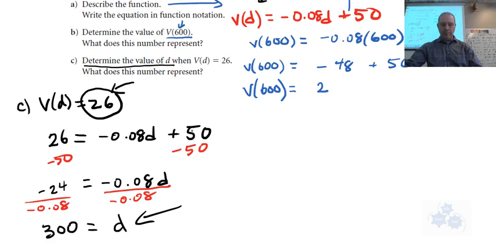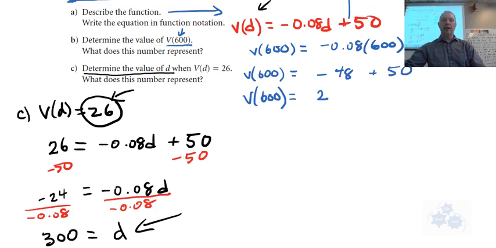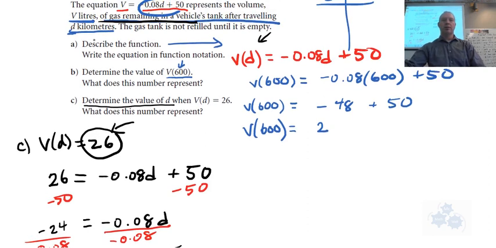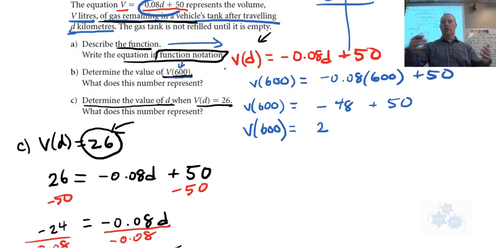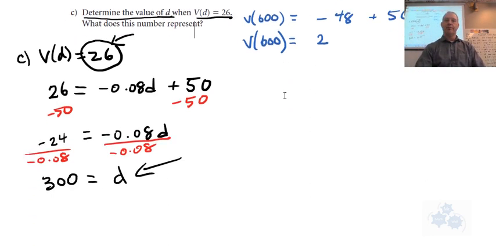All right, so this is a very important example. It talks about function notation, the output value when you have an input, and the input value when you're given an output. You need to know how to do that one. Any questions about this?